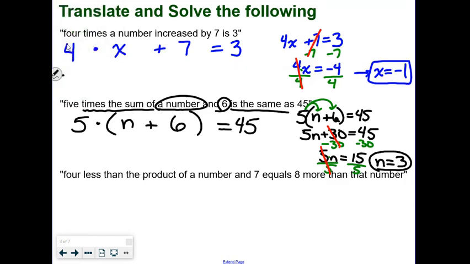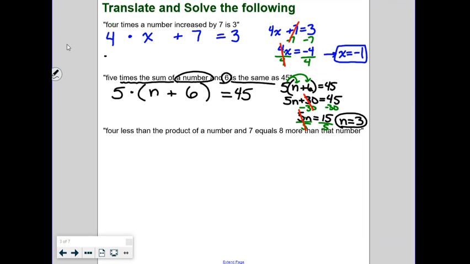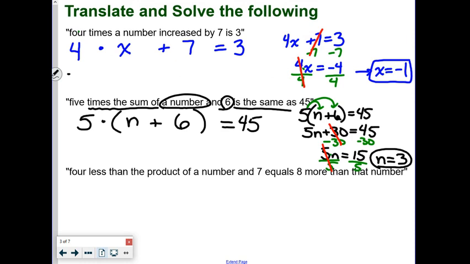All right, and one more to take a look at here. Okay. Yeah, all right. So 4 less than the product. So 4 is less than this whole thing. So that means we want 4 less than this whole product. So that is a turnaround word. So that's kind of tricky. So we're going to turn this around where the product is going to be before the less than 4. So I know I'm going to be subtracting 4.